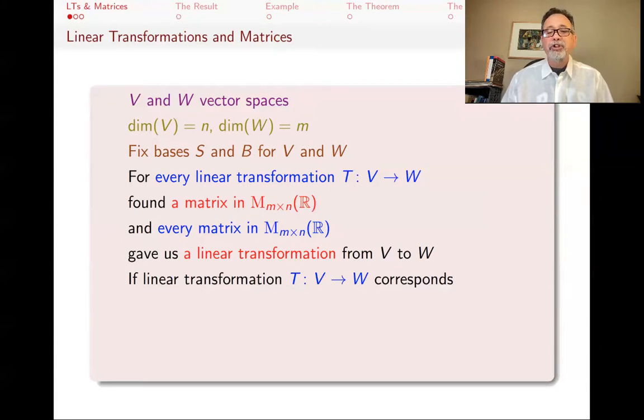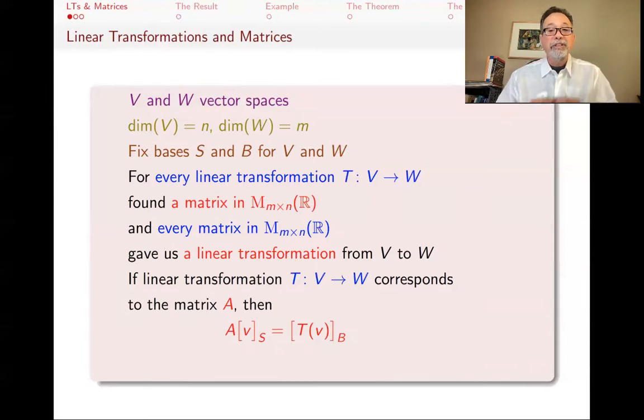If the linear transformation corresponds to the matrix A, then the purpose of that is that the matrix does the job of the linear transformation for you. And what does that mean? Well, what do you want to do with a linear transformation? You want to take an element of the domain, apply the linear transformation, and get an element of the codomain. So you start with little v in the domain and apply T, and you get T of v. That's one way to go from V to W via the linear transformation.